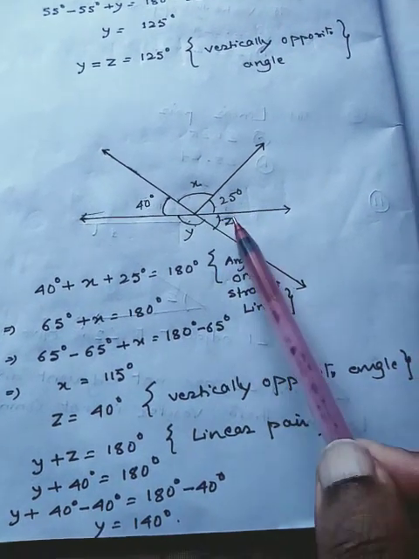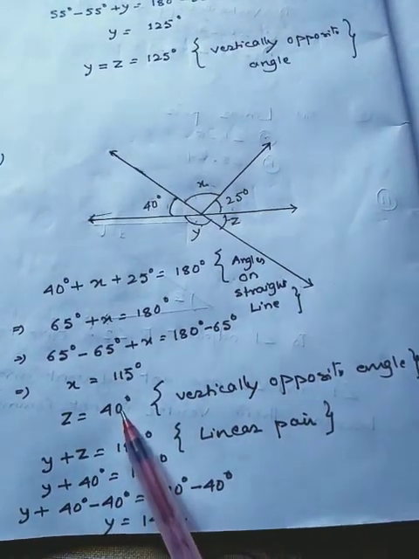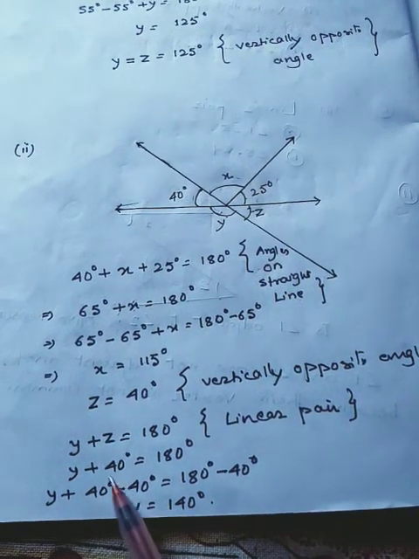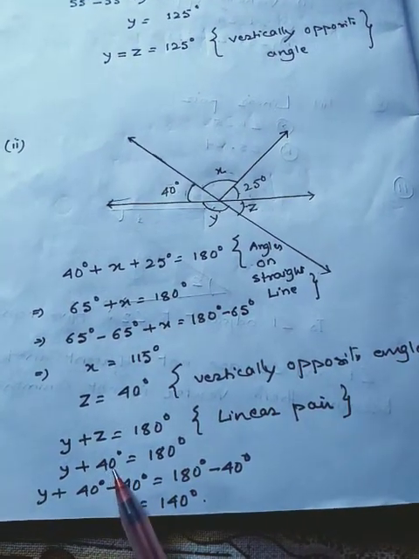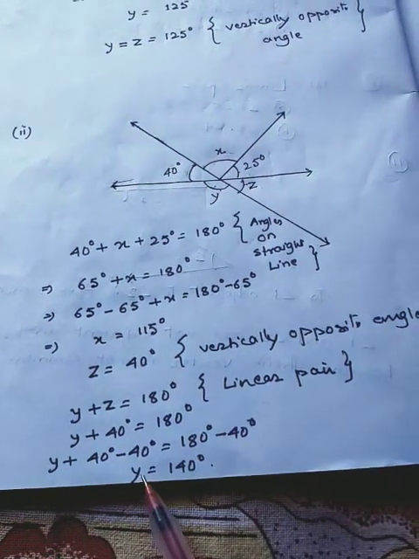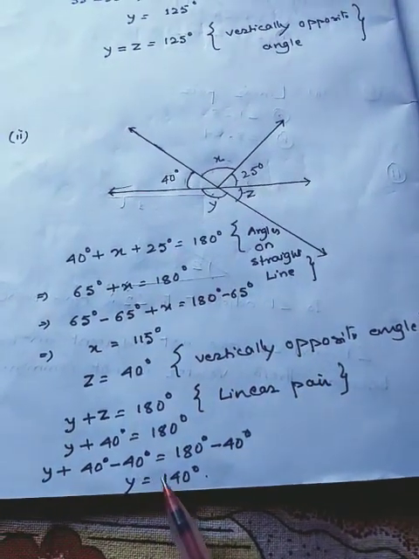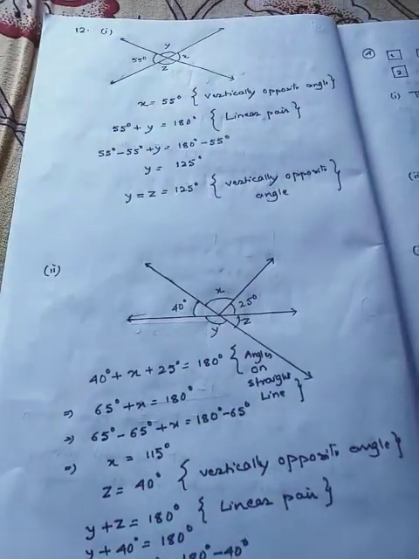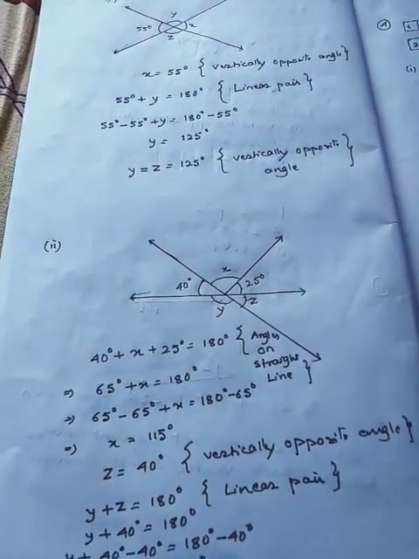Now since we know the value of z, so z value is what? 40 degree, because see here written z equals 40 degree. So in place of z we will write 40 degree. So we have to remove this 40 degree. For that we have to subtract it on the left hand side and right hand side also. So finally we will get the value of y as 140 degree. So this is the solution of question number 12, sum number 2.